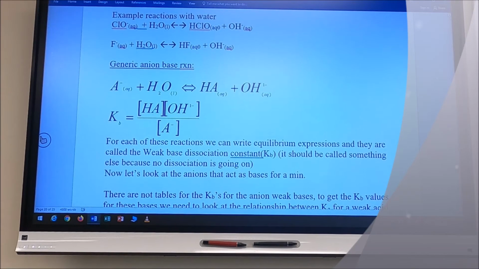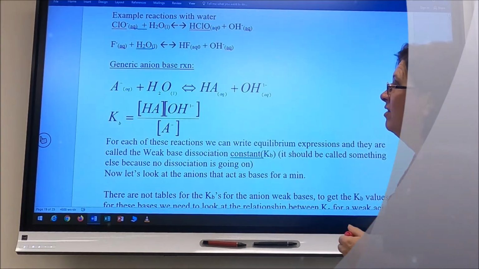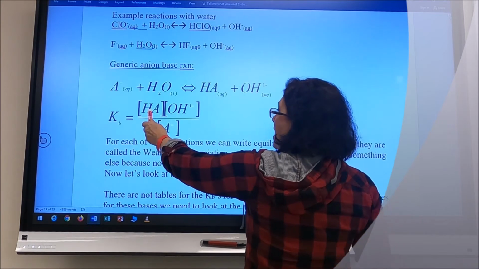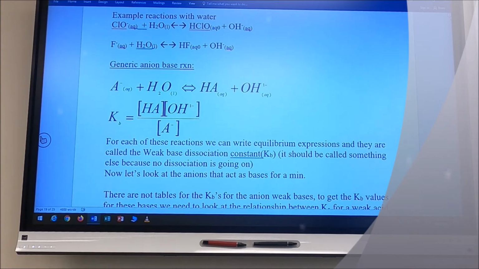I'm sorry. So there's our generic anion, A minus, plus water, gives me HA and the hydroxide ion. So Kb is HA times hydroxide ion over A minus. For each of these reactions, we can write equilibrium expressions, and they are called weak base dissociation constants. Some people call them weak base ionization constants. It's not really a dissociation in the true sense of the word, so I like ionization constant better.